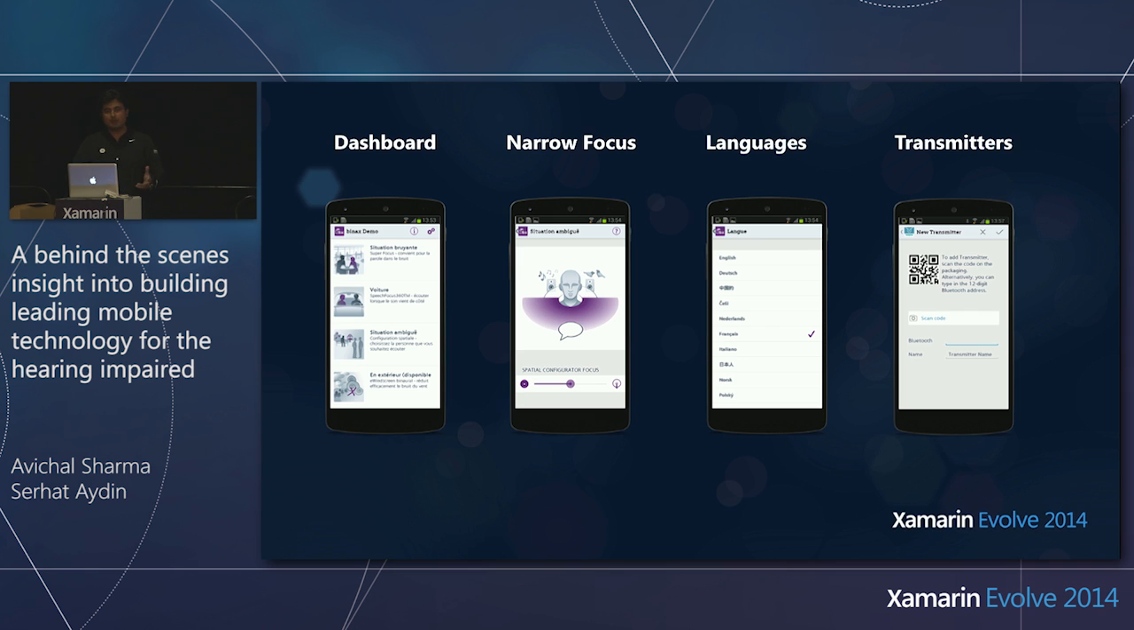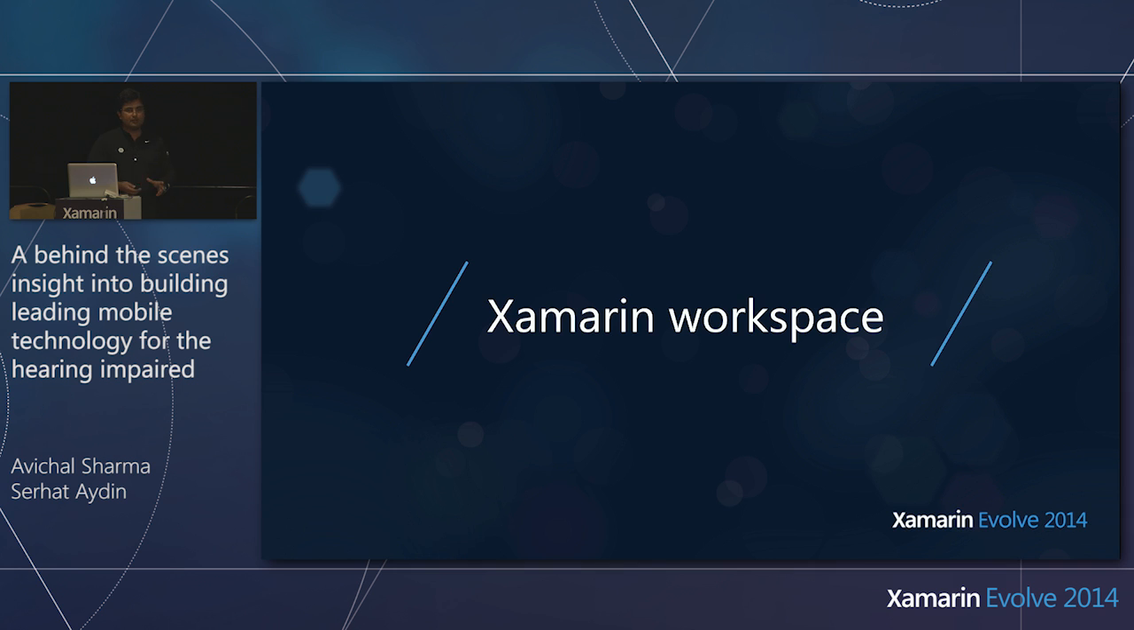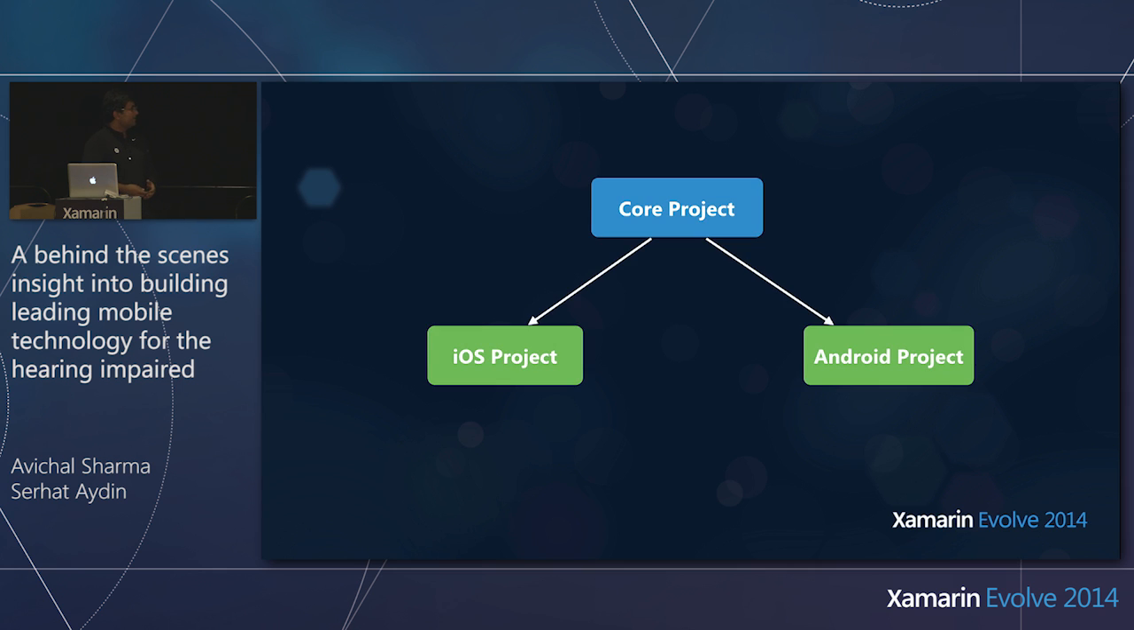So that was about the applications from the consumer's point of view. Now let's dive into the Xamarin workspace, how we use Xamarin, and how Xamarin helped us to create this kind of app. This slide is a very basic slide, I'm sure everybody can understand. It's a core project. This is the reason why we all come to Xamarin. So we also had a core project where we put all our business rules, and then we have separate iOS and Android projects, just to handle all the stuff which is device specific.